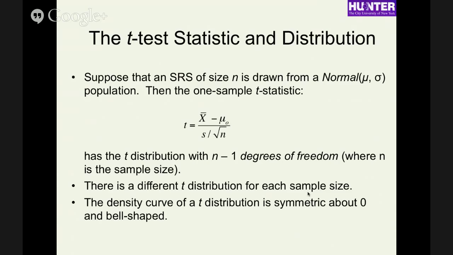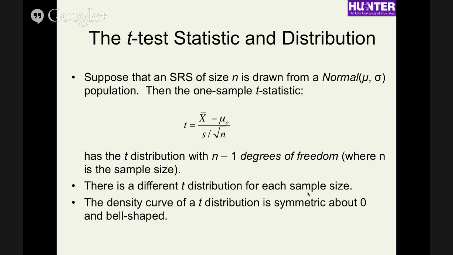And for every sample size, you're going to calculate what's called a degrees of freedom. And for a one sample test like this, it's very simple. All it is the sample size minus 1. And then you're going to use that to look up the correct t-distribution.